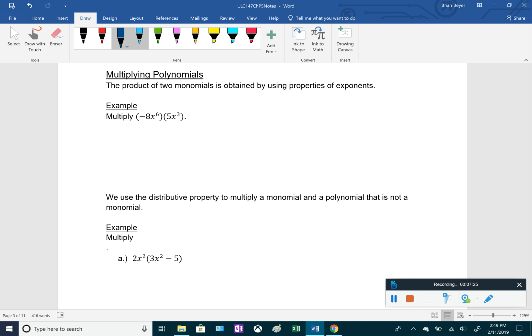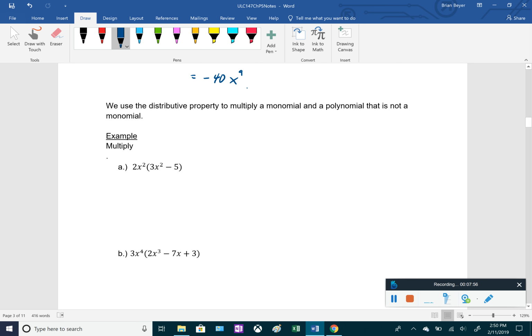So for example, let's do negative 8x to the 6th times 5x cubed. So all we have to do is multiply the negative 8 and the 5 till we get negative 40. And then we have to remember when we're multiplying common bases, we add the exponents. So 6 plus 3 for the new exponent. So negative 40x to the 9th. So we're going to be using this concept for the next several things we'll be doing with multiplying polynomials.